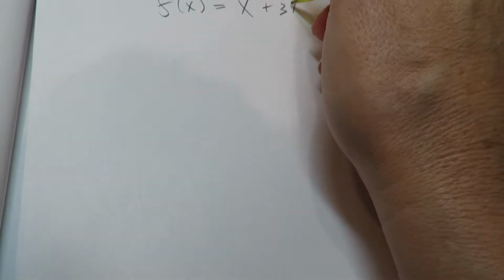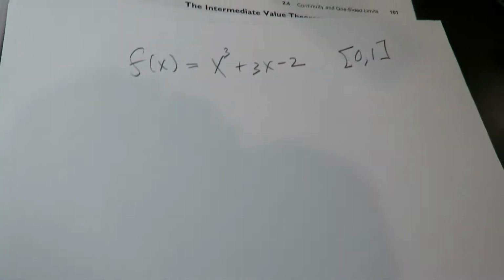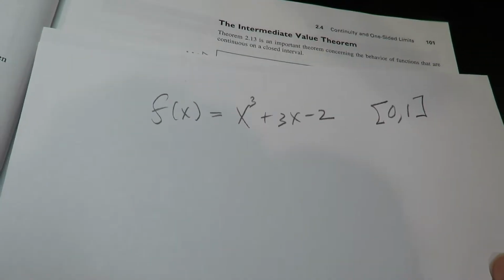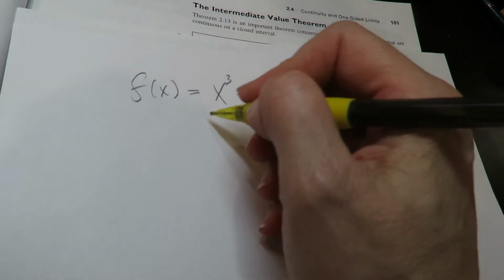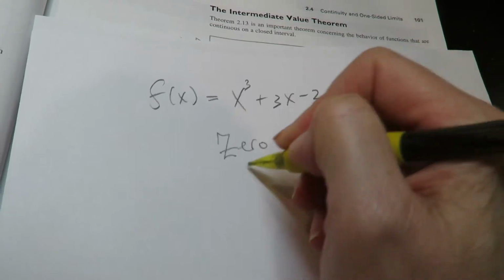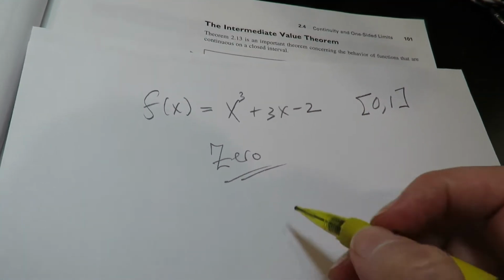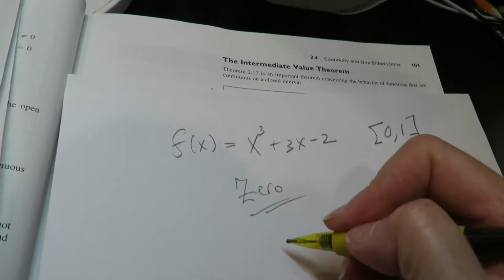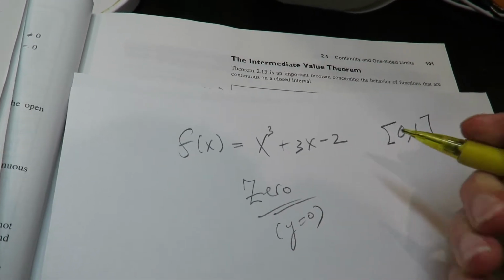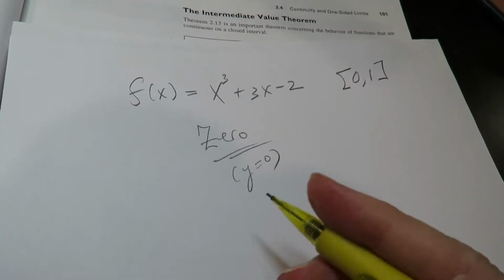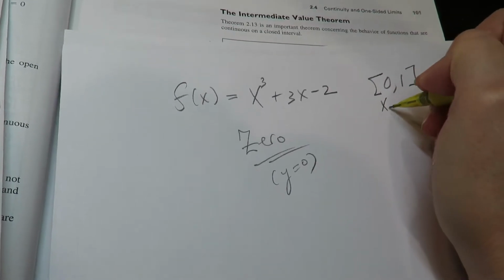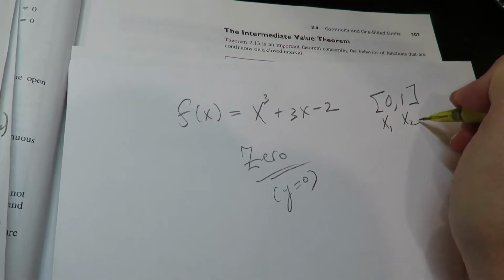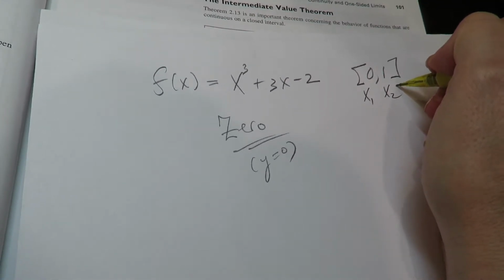All right, so let's say I give you a function like f of x equals x cubed plus 3x minus 2, and this is the interval, and I want you to show me that this function has a 0 on it. Do you know what a 0 means? That means that the y, the output, equals 0. That's what the word 0 means. And by the way, if this isn't clear, this is the interval, from the x1 value to the x2 value.